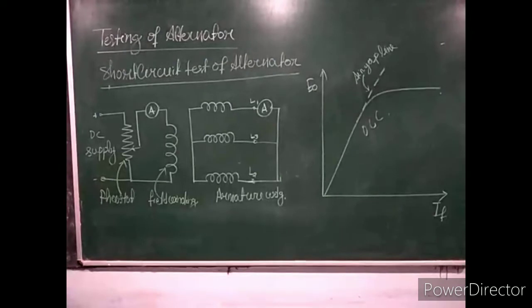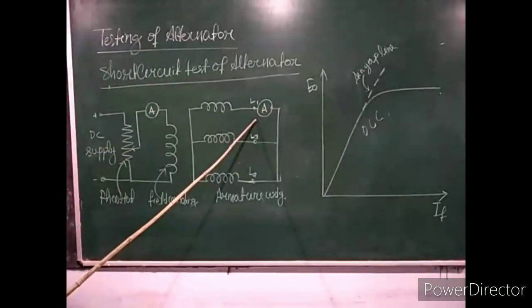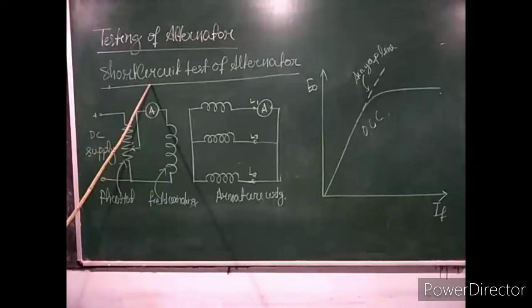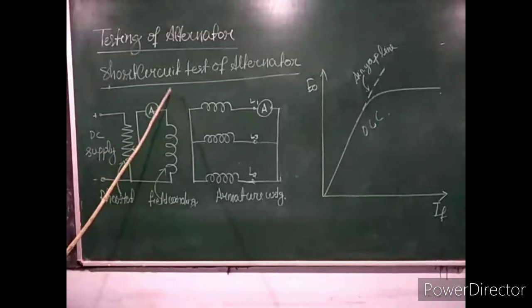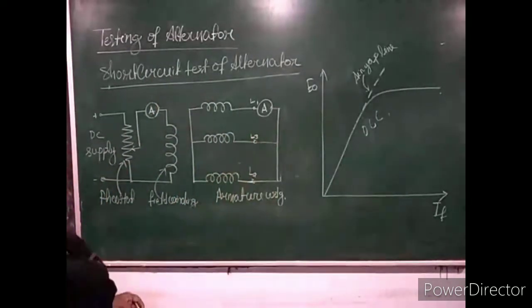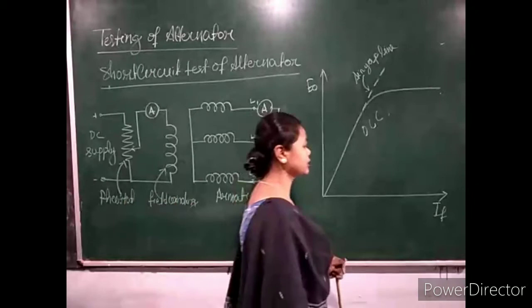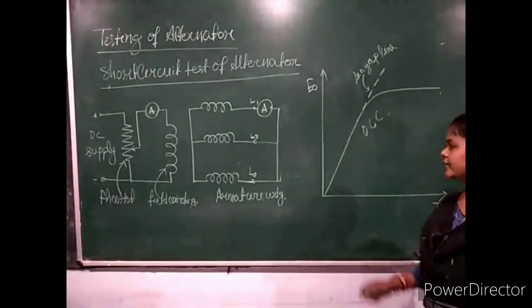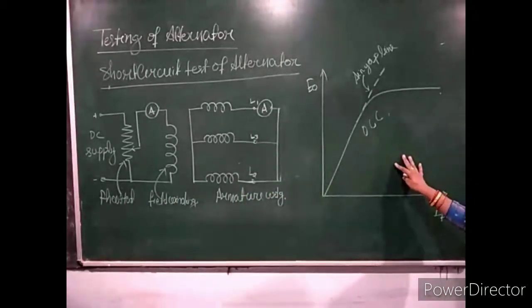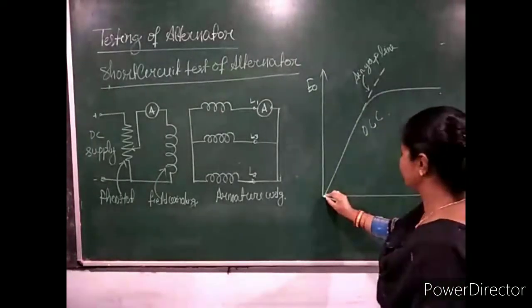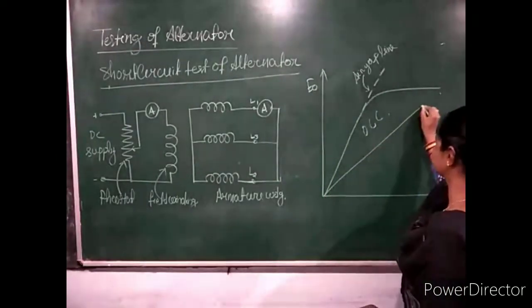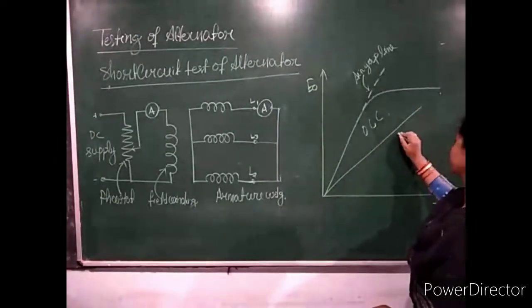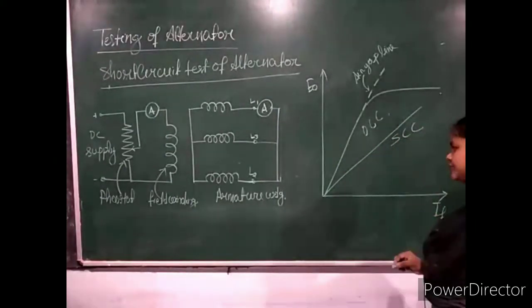The short circuit characteristics can be drawn by plotting the curve between the short circuit current and field current, which is normally a straight line through the origin. Clear? So now I draw here the curve between short circuit current and field current on the same open circuit characteristics curve. The nature of the curve is almost a straight line. This is the short circuit characteristics.